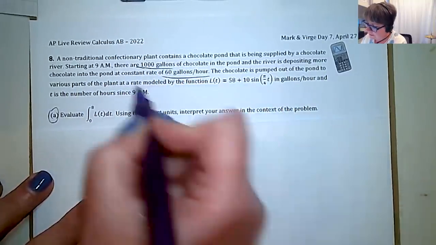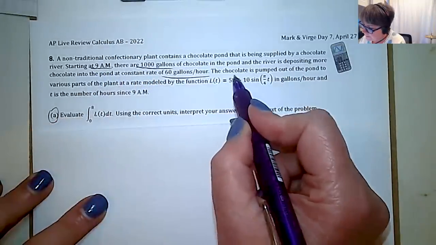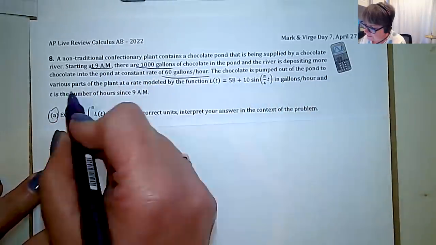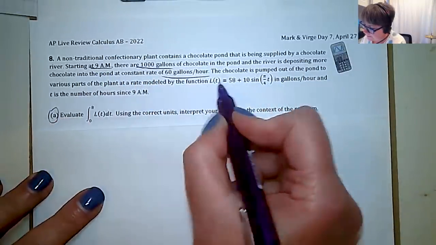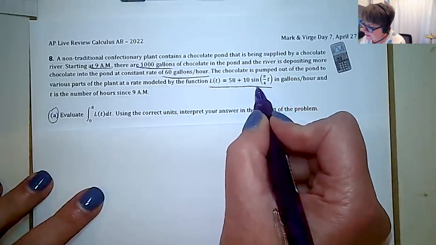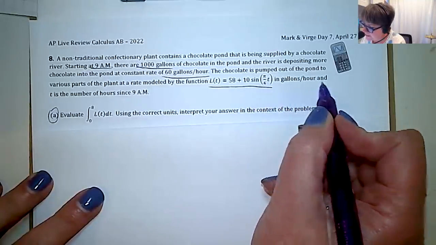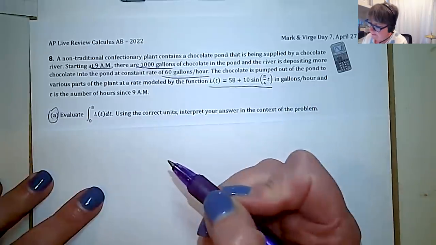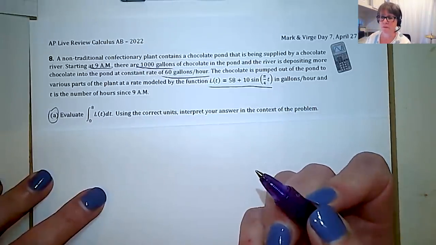I might go ahead and underline some of this stuff. The chocolate is pumped out of the pond to various parts of the plant at a rate modeled by the function L of T is equal to 58 plus 10 sine of pi over 4 T in gallons per hour, and T is the number of hours since 9 a.m.